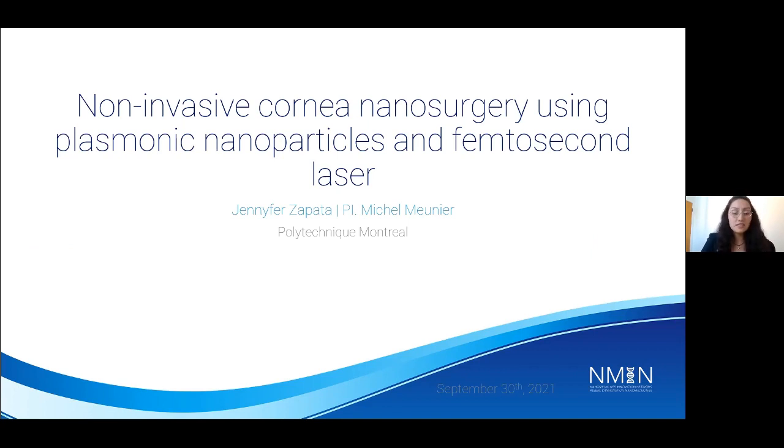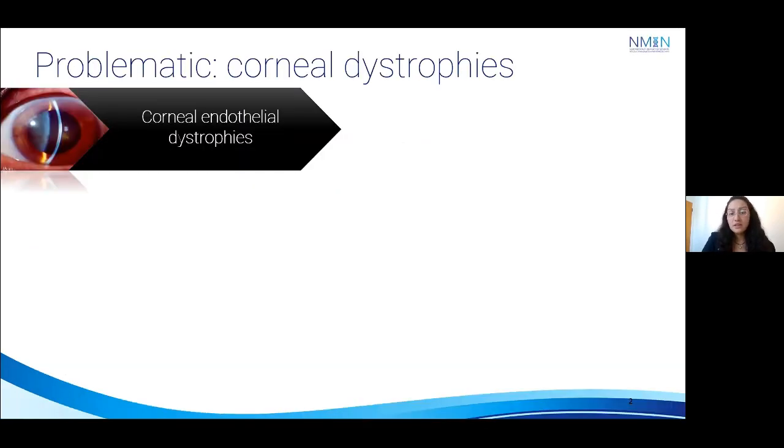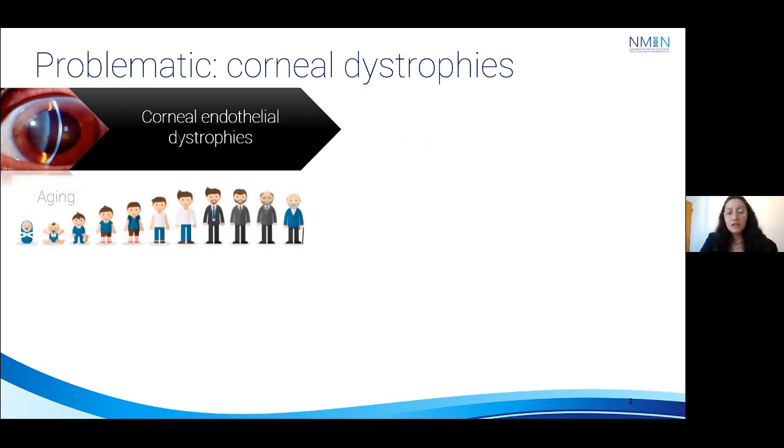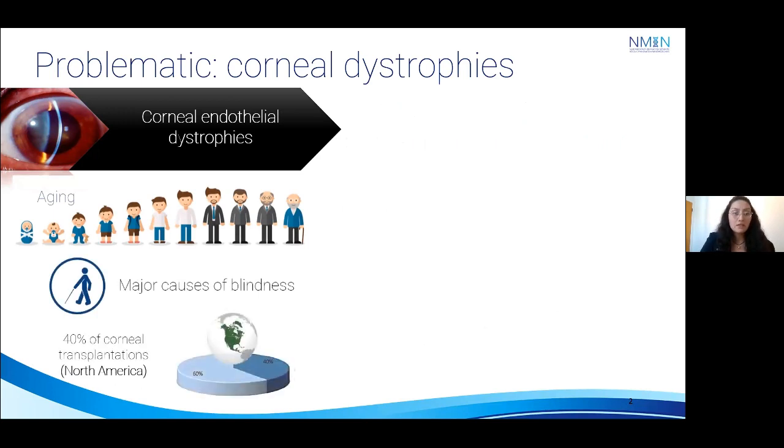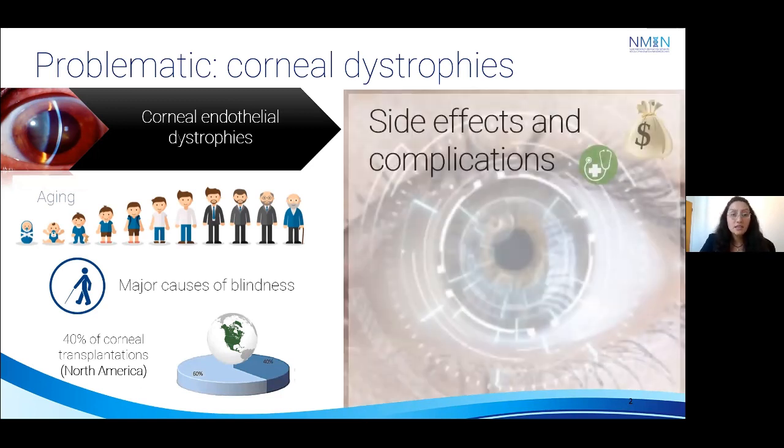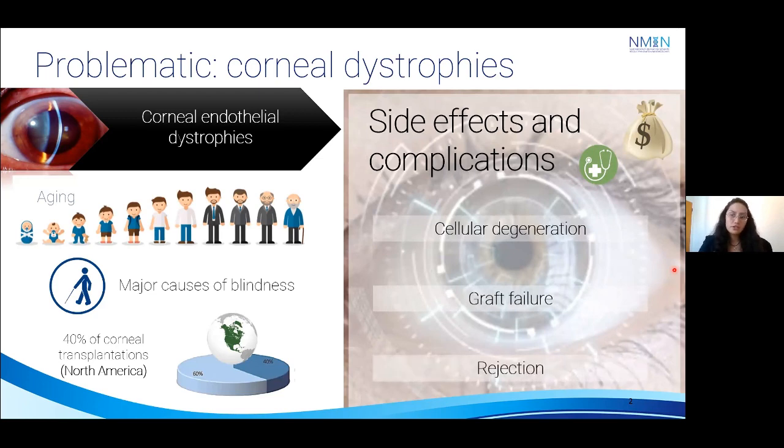And as you can see from the title, we are studying a technique to treat corneal dystrophies that in most of the cases are age degenerative. More specifically, the endothelial dystrophies are one of the major causes of blindness. This means that 40% of the transplantations are due to the corneal endothelial diseases, and this is just in North America. Corneal transplantation has some side effects and complications, not only from an economical point of view, but also in terms of health, because we can have cellular degeneration, graft failure, and in the worst scenario for the patient, rejection of the tissue.